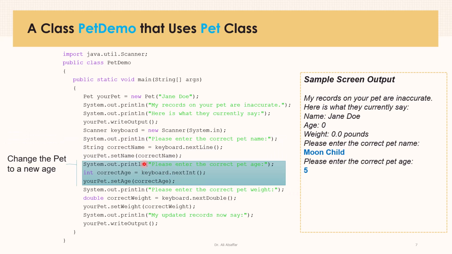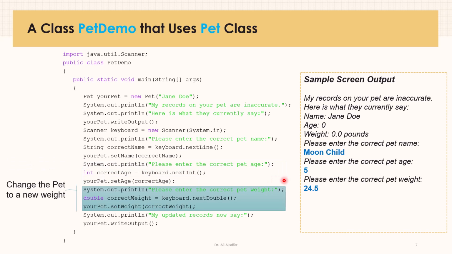In the next step, another message is displayed, which is "Please enter the correct pet age," because as you see, we are creating a pet object, but age is 0 and weight is 0. Now we will ask the user to give us the correct age and weight. So a message is displayed. Suppose the user typed 5. Again, we have a method for setting age, we are going to call yourPet.setAge, and we give the correct age as input parameter, and the method will change the age from 0 into 5.